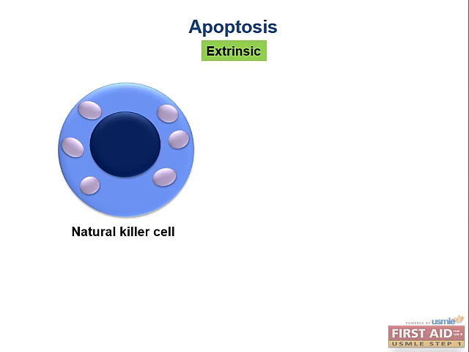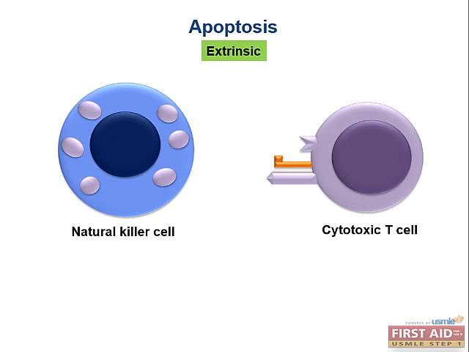Okay, so now that we talked about intrinsic apoptosis, when the signal originates on the inside, now we're going to talk about extrinsic apoptosis, when the signal originates on the outside. And really there's two main examples of extrinsic apoptosis, and both of those examples are just two types of cells. We're going to talk about natural killer cells, and then the next one we're going to talk about cytotoxic T cells. Both these cells tell other cells that they need to undergo apoptosis.